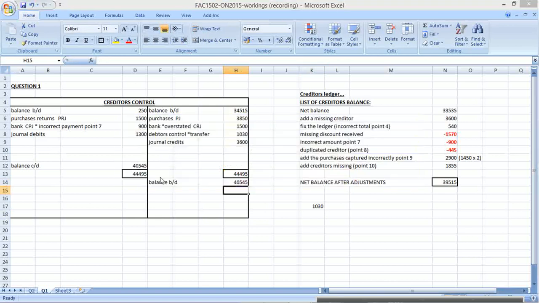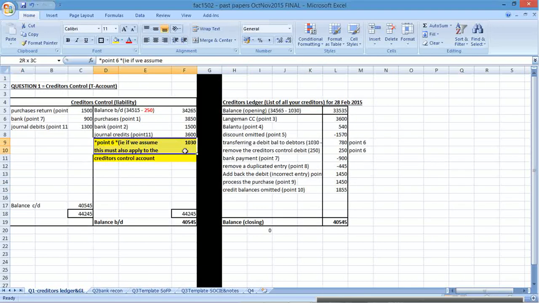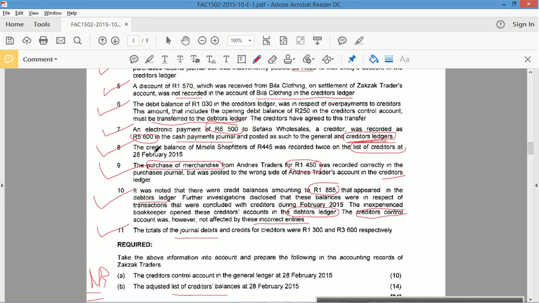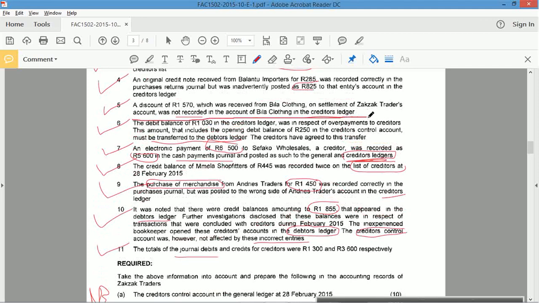Okay, so there was a problem with this question. And that's why in the solution here, right, point number 6. If we assume this must also apply to the creditor's control account. Okay, so point number 6. Here's point number 6.